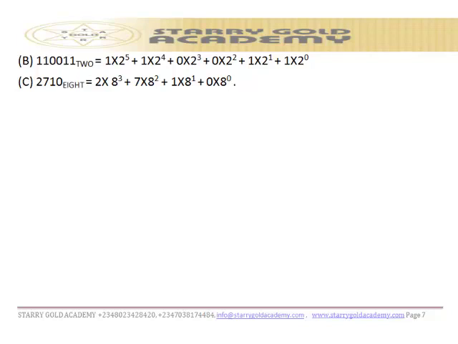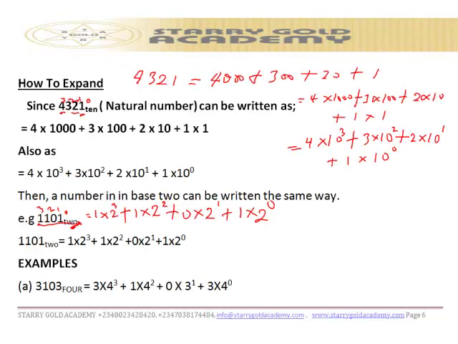Okay, first we just keep one example. Let's go back to check it out. 3103 base 4. To expand this, you have 3. This 3 carries a power of 0. This is a unit. Your unit carries the power of 0, your tens carries the power of 1, hundreds carries the power of 2, thousands carries the power of 3.